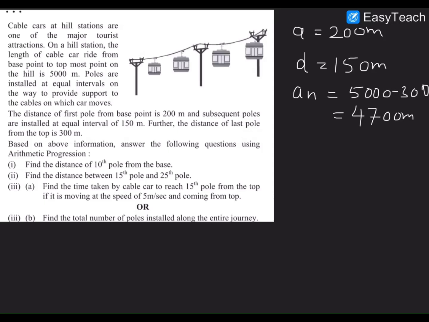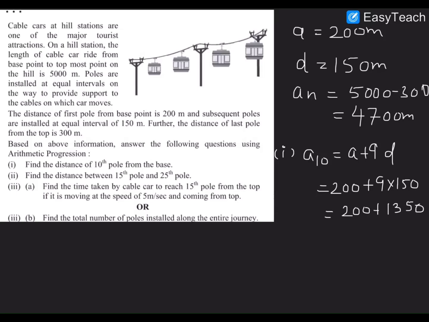You have to find the distance of the 10th pole. So A10 equals A plus 9D, which is 200 plus 9 times 150, which comes out to be 1550 meters.